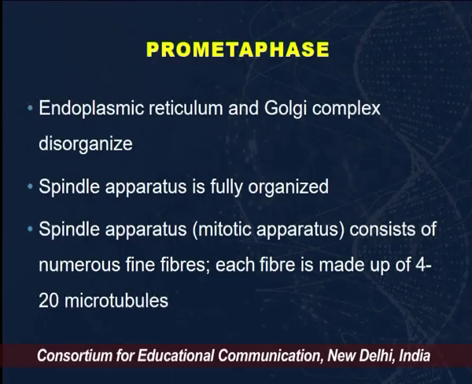The endoplasmic reticulum and Golgi complex have disorganized, and the spindle apparatus is fully organized now. The spindle apparatus, which we also call the mitotic apparatus, consists of numerous fine fibers. Each fiber is made up of 4 to 20 microtubules. The spindle apparatus will take away the chromosomes to the poles, and going to different poles means they are developing two different daughter cells, one at one pole and another at the other pole of the cell.